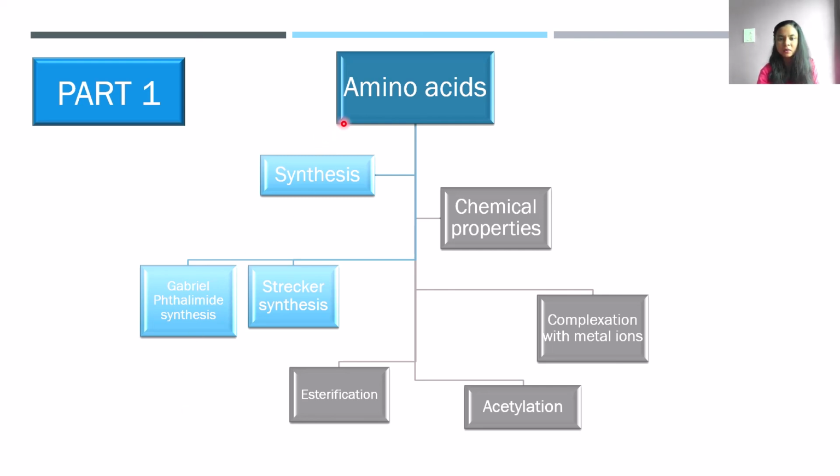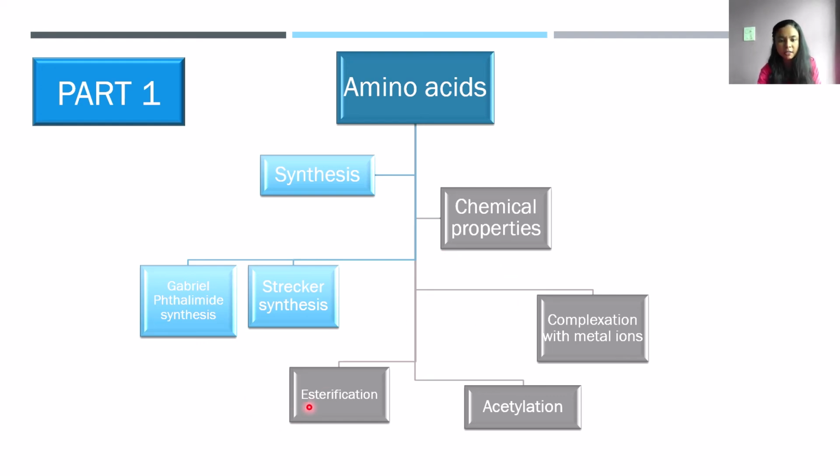The first we did was about amino acids, the basics of it, like how they're present inside our bodies and the basic classification into essential and non-essential. Next, we moved on to the synthesis that we did by two methods, Gabriel phthalimide and Strecker synthesis. Next, we did some reactions that the amino acids show, also called the chemical properties.